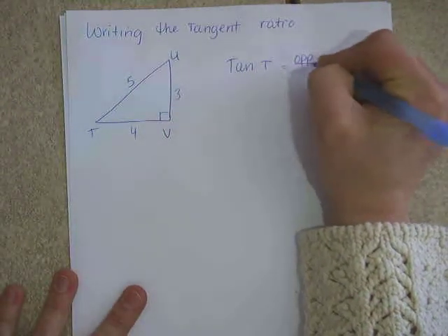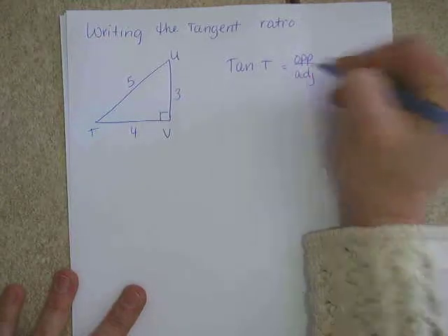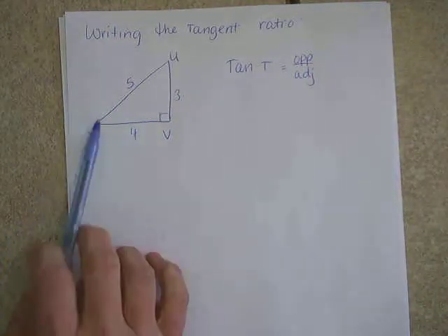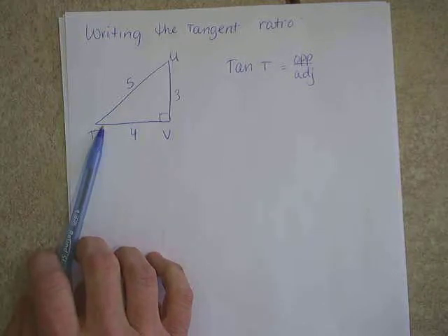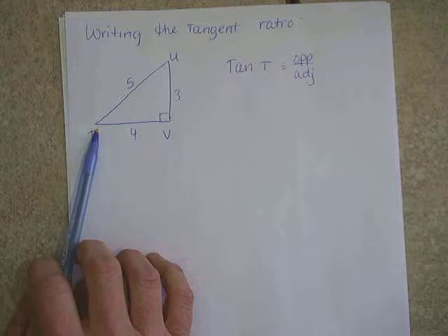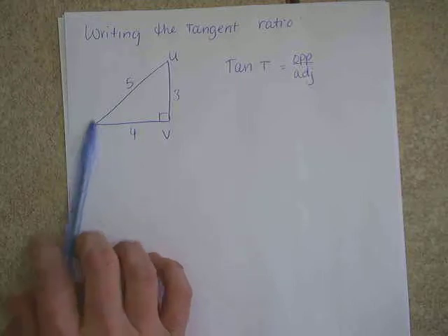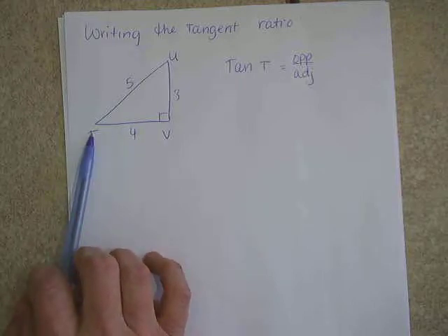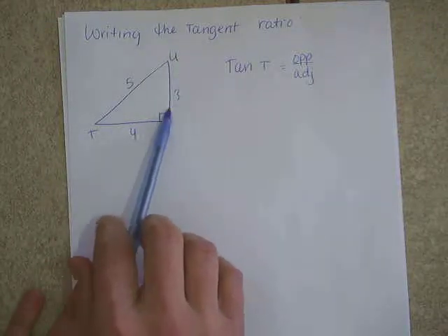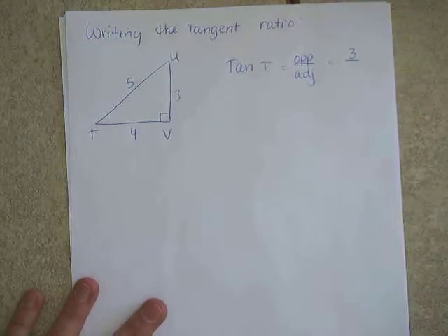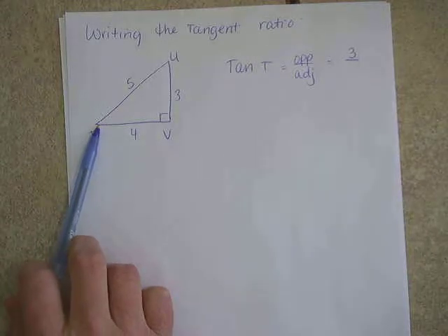Remember, the tangent ratio is the opposite over the adjacent. So you go to angle t, and we have to determine what side length is the opposite. So what would you say is opposite of angle t? What side? UV, which is 3. Okay. So on top, we're going to put 3.